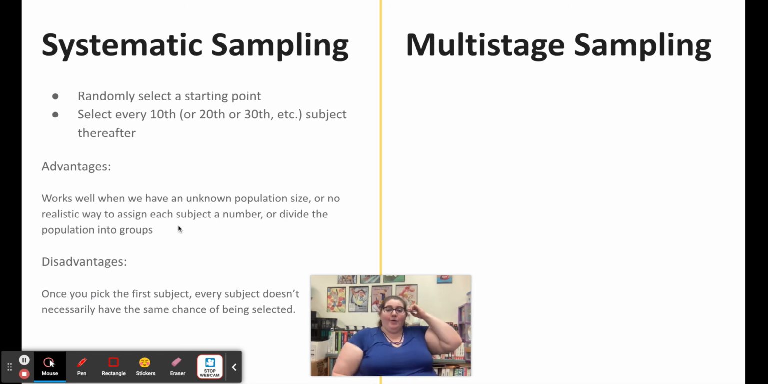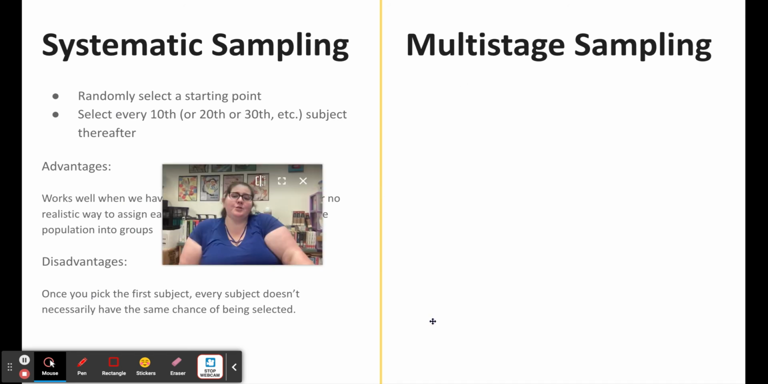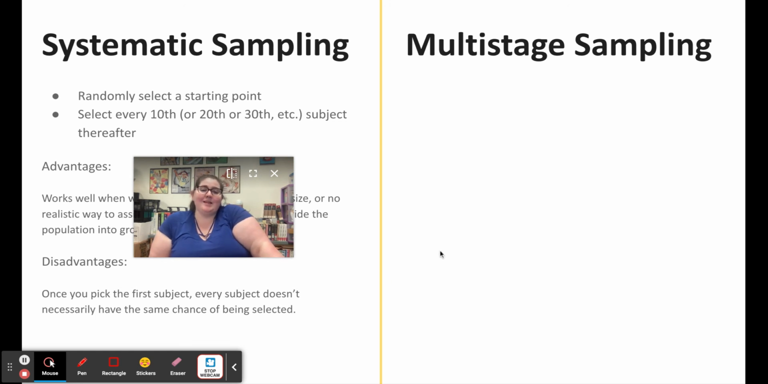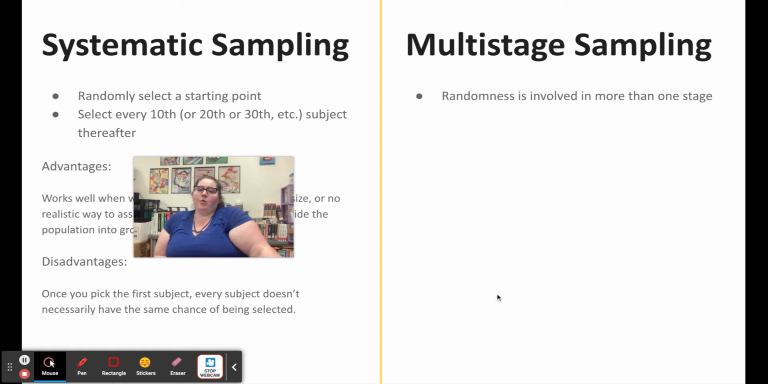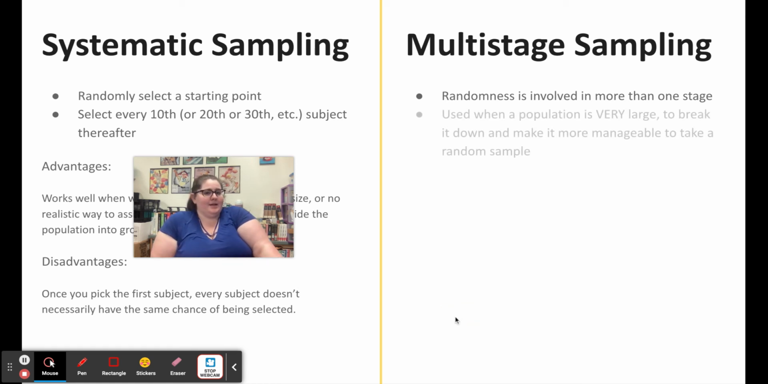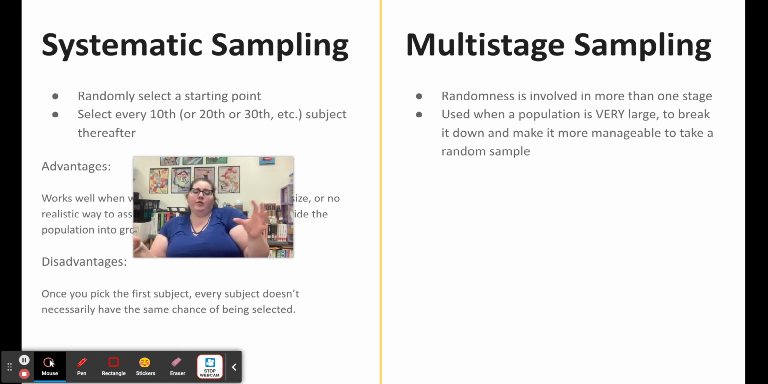Last type we're going to talk about in this video is multi-stage. So multi-stage is pretty much what it sounds like. It means that there are multiple stages. So randomness is involved in more than one stage of the process. This is used often when our population is very, very large, and we break it down little by little before we pick our final sample.